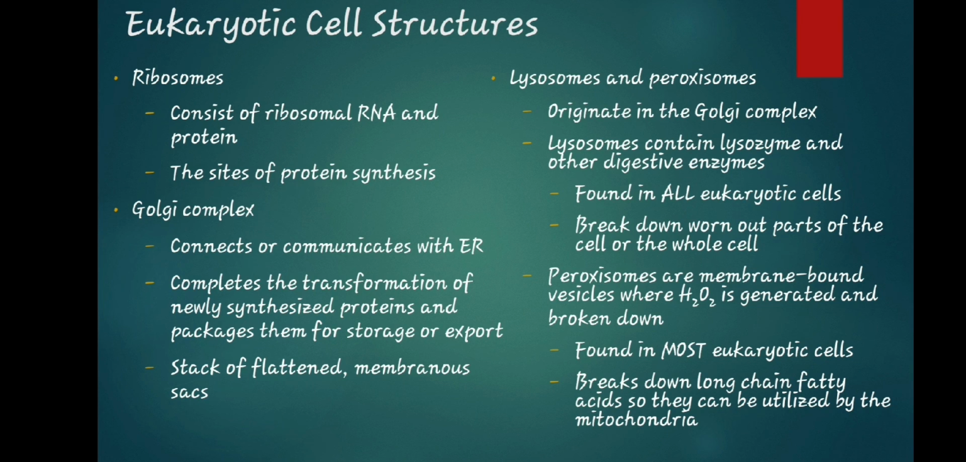So next are lysosomes and peroxisomes. They originate in the Golgi complex. Lysosomes contain lysozyme and other digestive enzymes. Lysosomes are found in all eukaryotic cells. They also break down worn-out parts of the cell or the whole cell, while peroxisomes are membrane-bound vesicles where hydrogen peroxide, or H2O2, is generated and broken down. They are also found in most eukaryotic cells. They also break down long-chain fatty acids so they can be utilized by the mitochondria.